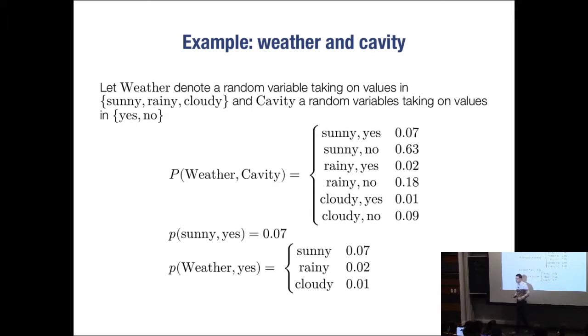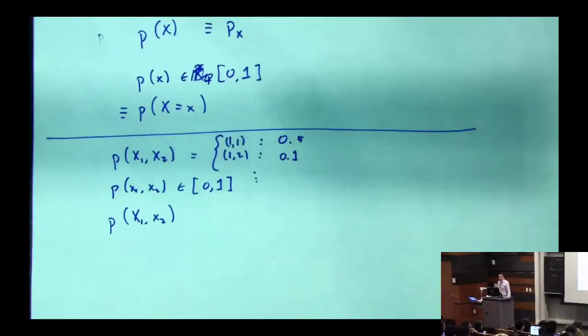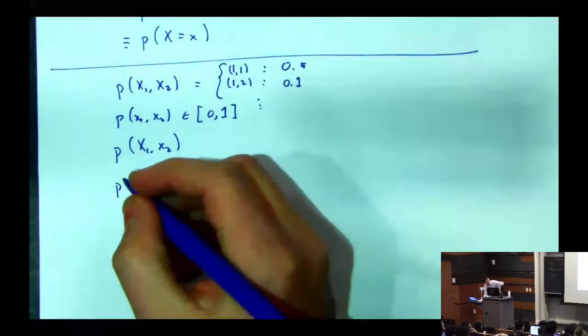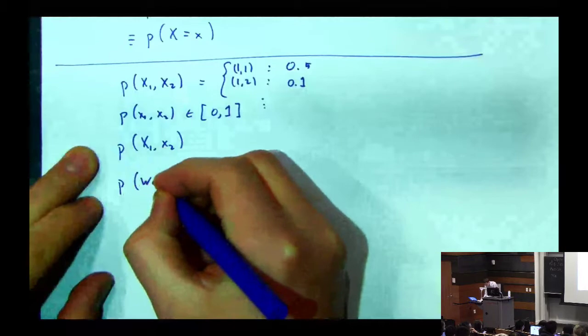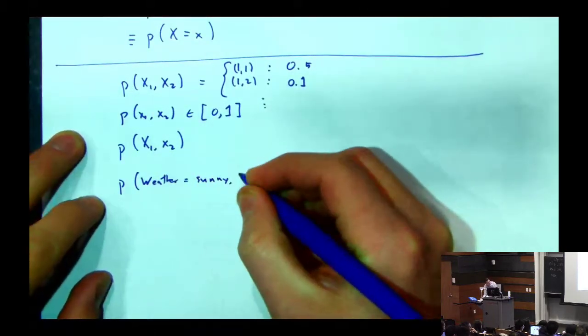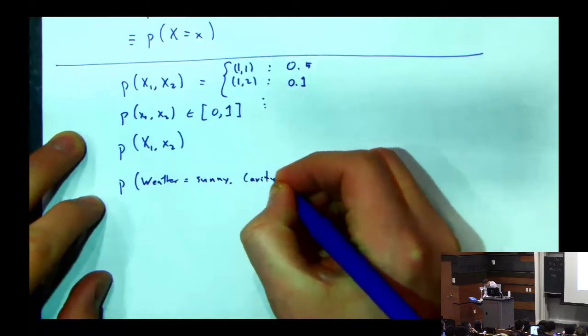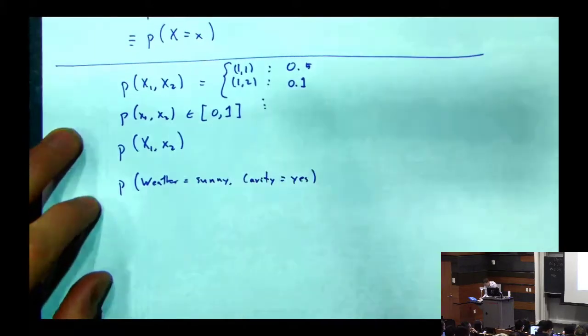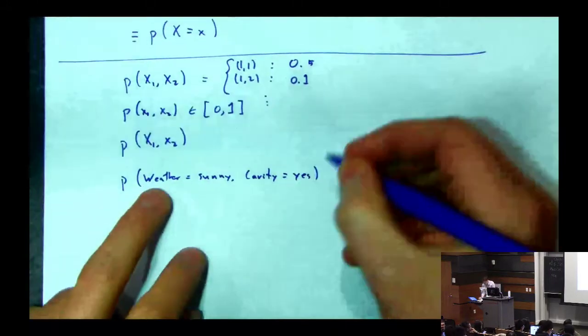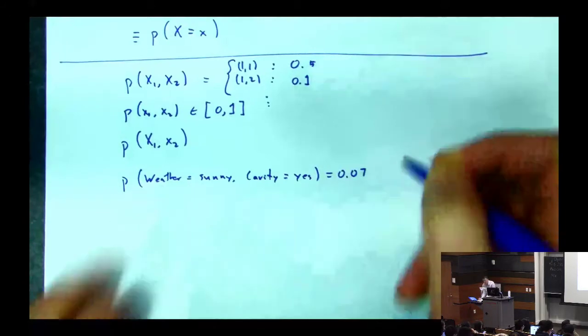It sums to 1. By the way, if I wanted to be a little more explicit and easier to understand, I could write the probability of weather equals sunny and cavity equals yes. And that's, again, a number. In that case, we just look up the entry there. That number is just 0.07.